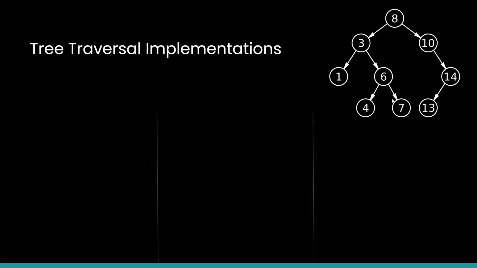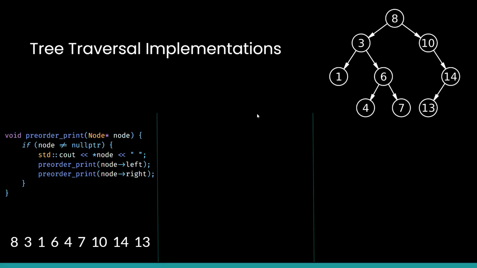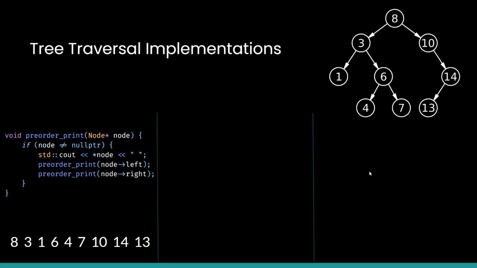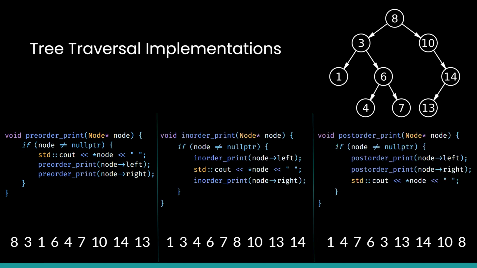Okay, so there's 3 different kinds of tree traversals that we've talked about. There's pre-order, in-order, and post-order. So let's just go over them one at a time. So pre-order, as you can see, actually I'll have them all open. Okay, let's focus on this pre-order.